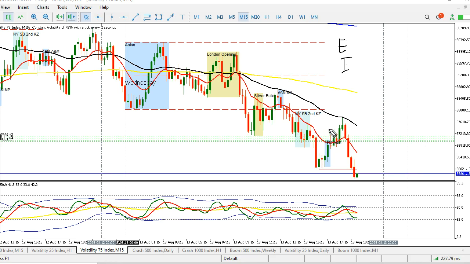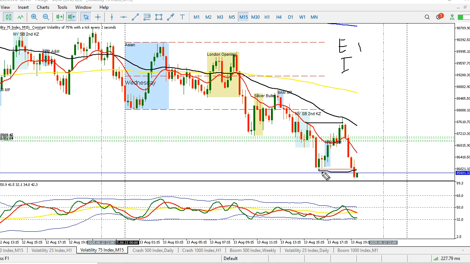On this particular trade, you can see we are coming from internal liquidity to external liquidity. Once that is done, I know there was that, so that was why I entered there. That is the first one.